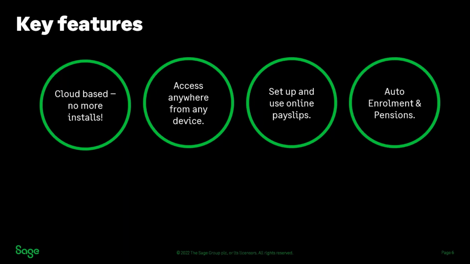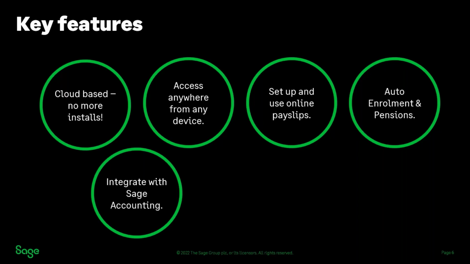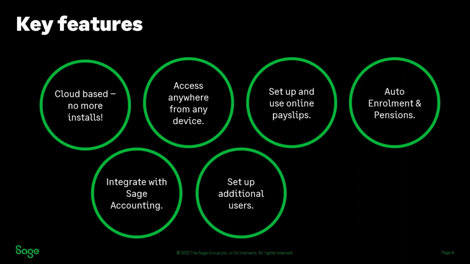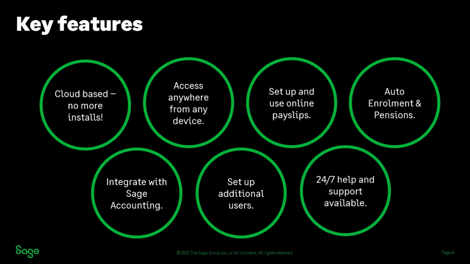Got auto enrollment and pension features, which will ensure that you stay compliant and anyone that meets the criteria to be auto enrolled is put into your pension. And you can also send pension data for supported providers directly to them. There's integration with Sage Accounting. So if you use Business Cloud for your accounting, you can transfer your payroll information seamlessly into your accounts. Got the option of setting up additional users if it's more than just you that needs to run the payroll. And we do have 24/7 help and support available. I'll be running through some of the help options at the end of the webinar.